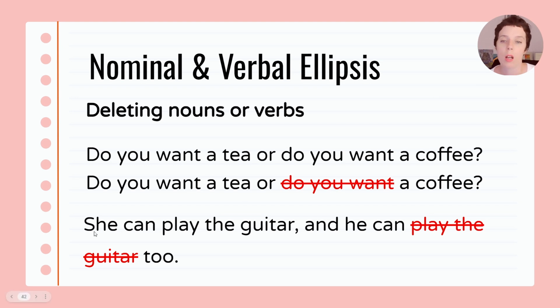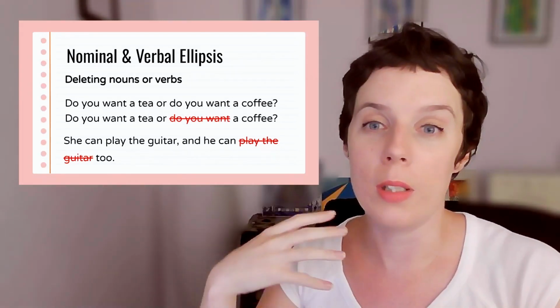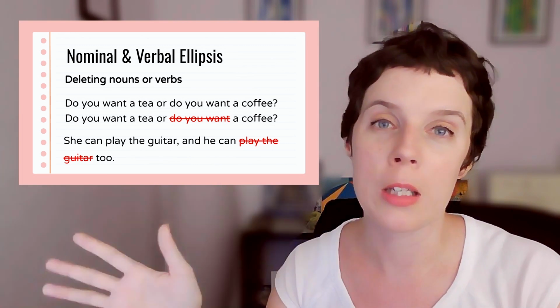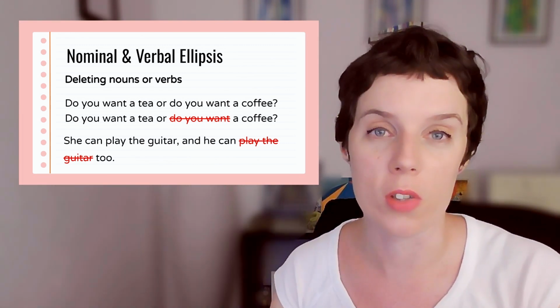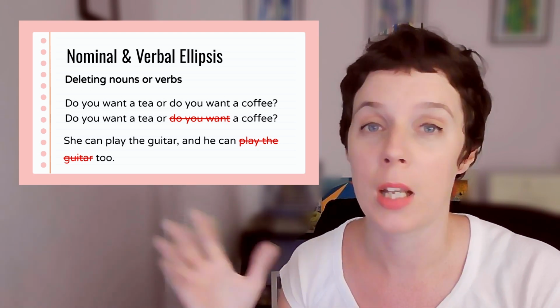Similarly, if I say she can play the guitar and he can play the guitar too, again, you don't need to say that. You can just delete that from the sentence, okay? She can play the guitar and he can too. All right, so that's what ellipsis is, okay? Just deleting words that shouldn't be there, that are just making your sentences really long. That's ellipsis. That's all you need to know.